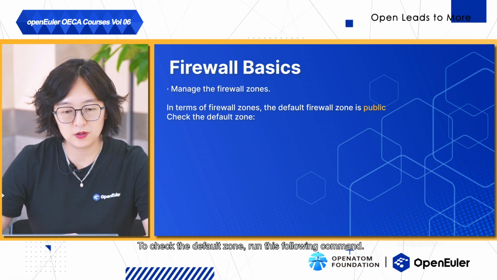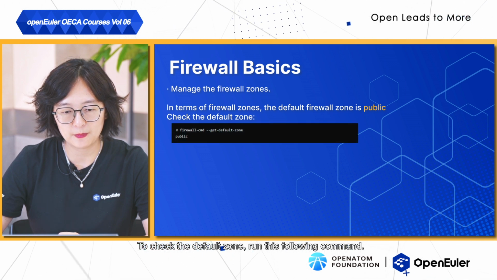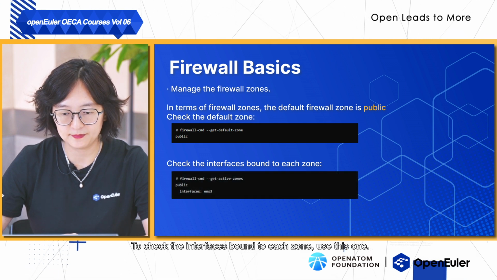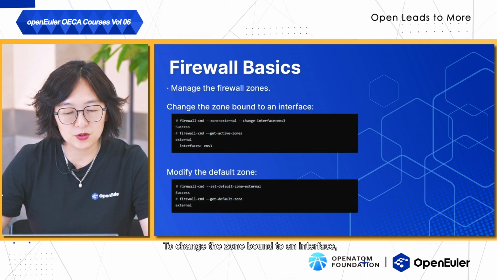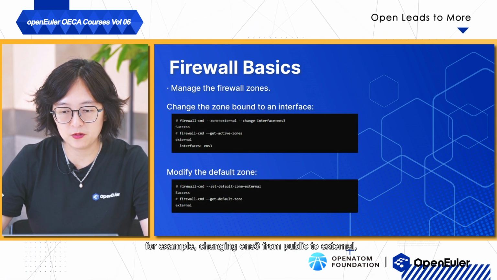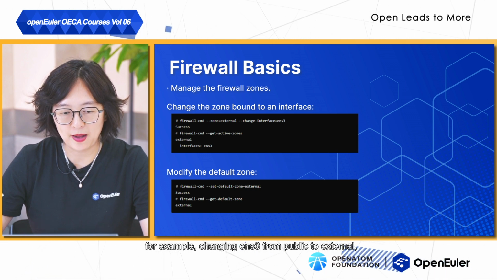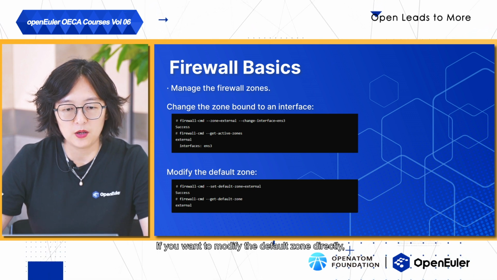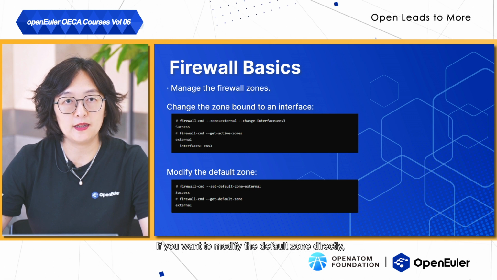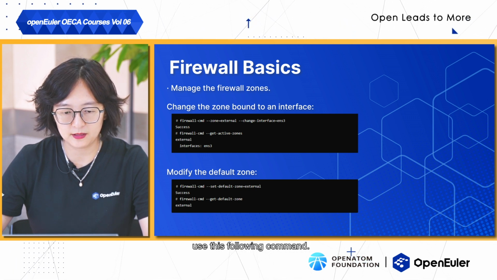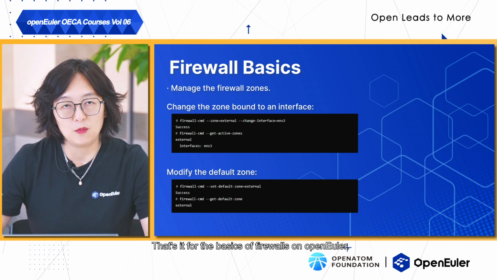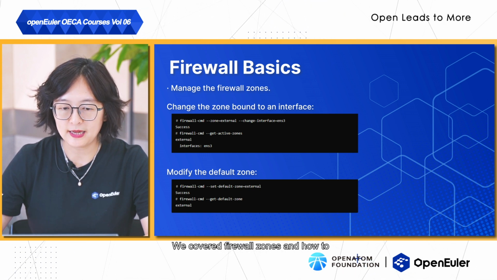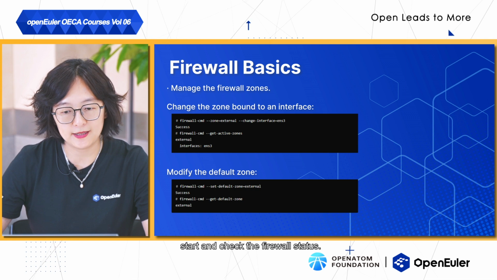To check the default zone, run the following command. To check the interfaces bound to each zone, use this one. To change the zone bound to an interface, for example, changing ens3 from public to external, run the following command. If you want to modify the default zone directly, use the following command. Well, that's it for the basics of firewalls on openEuler. We covered firewall zones and how to start and check the firewall status.